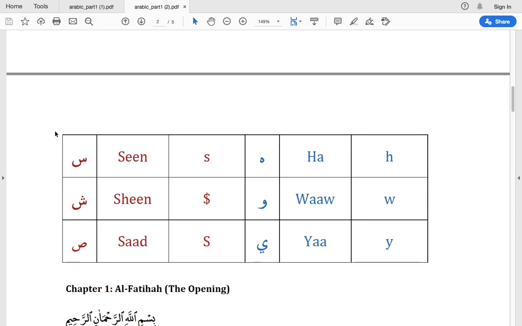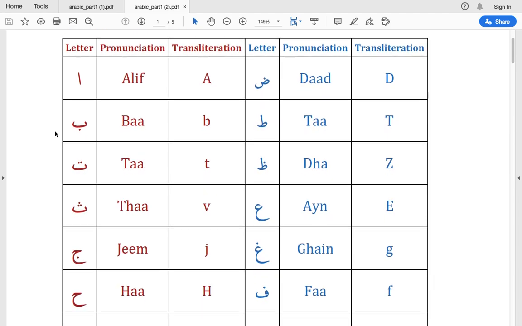The next letter is Sin. The next letter is Sheen. The next letter is Sod. Going back to top. The next letter is Dod. The next letter is Ta. The next letter is Da.